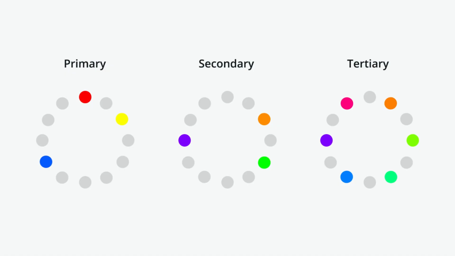Primary colors are colors that cannot be made by mixing others. In the traditional RYB model, they are red, yellow, and blue. Secondary colors are created by mixing two primaries: green, orange, and violet. Tertiary colors are formed by mixing a primary with a neighboring secondary.